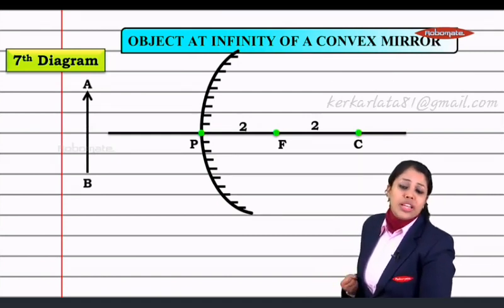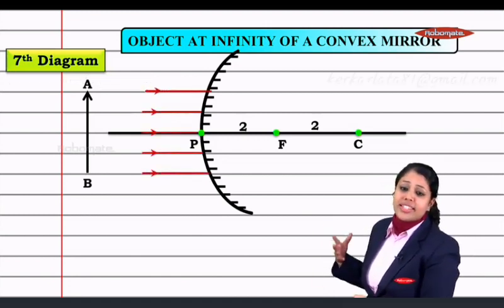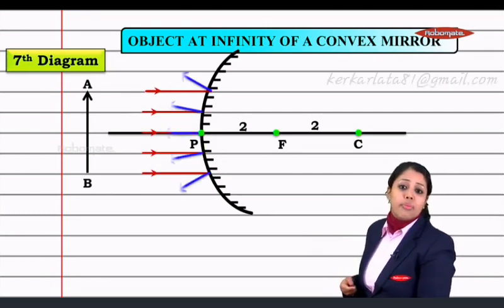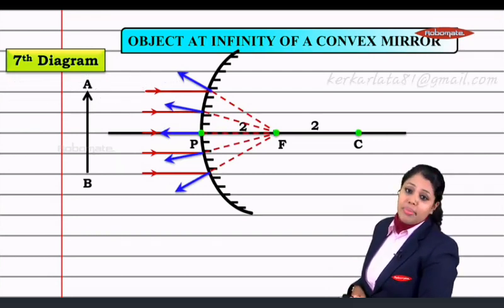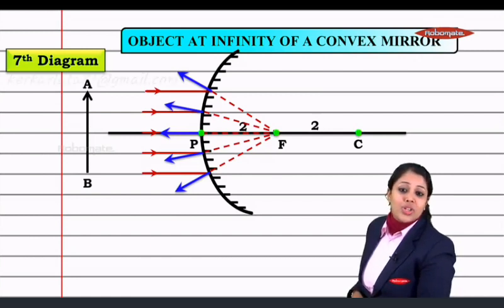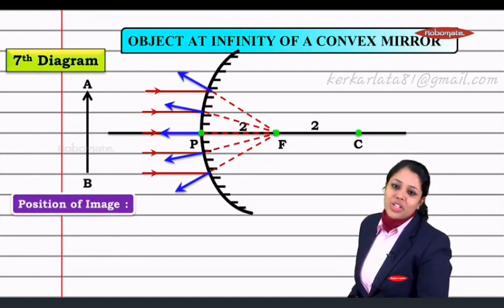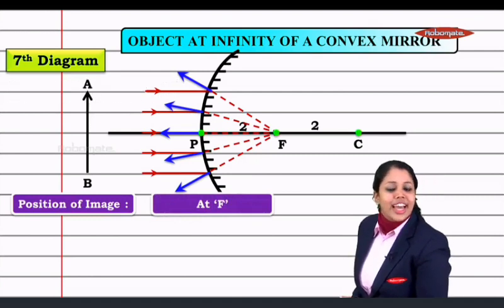After this, you use the rule, that is the first rule. The first rule, you all know, if the incident ray is parallel, then the reflected ray appears to come from the focus. So here, it appears that the rays are coming from the focus. It means all the rays are meeting behind the mirror at the focus. So based on that, you have to write 2 things, that is position of image and nature of image. Position of image, if you see, where is the image? It is at focus, so we say at F.